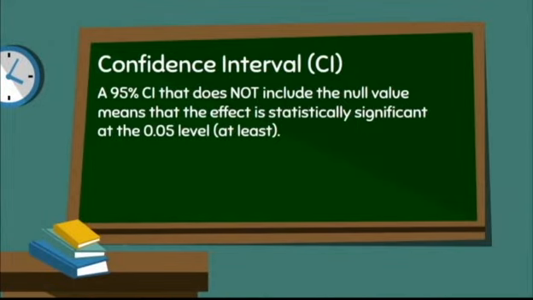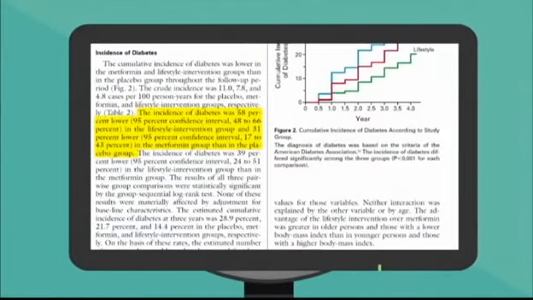A 95% confidence interval is interpreted as a 95% confidence that the true value of what we're attempting to measure lies within that range. If the confidence interval does not include the null value, and for a ratio that's 1, the effect is known to be statistically significant. So in this study, we can be 95% confident that the true rate reduction for the lifestyle modification will lie between 48 and 66%, while that for metformin will lie between 17 and 43% compared to control.